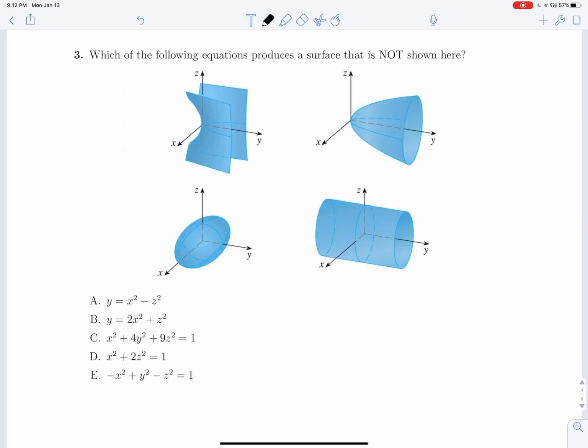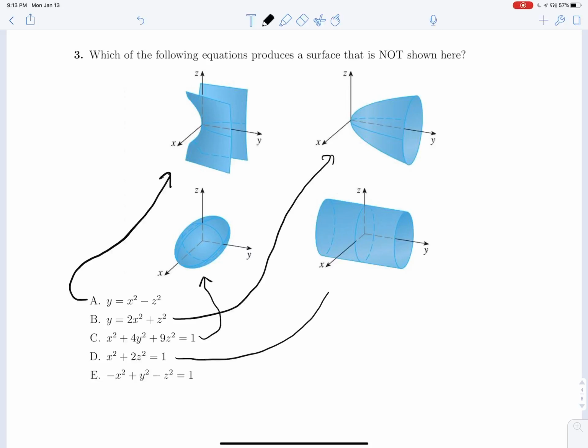So we're looking for these four equations. The equation for A is the equation for a hyperbolic paraboloid. The equation for B is the equation for an elliptic paraboloid. The equation for C is the equation for an ellipsoid. And the equation for D is a cylinder. We do not have a hyperboloid of 2 sheets in there at all.